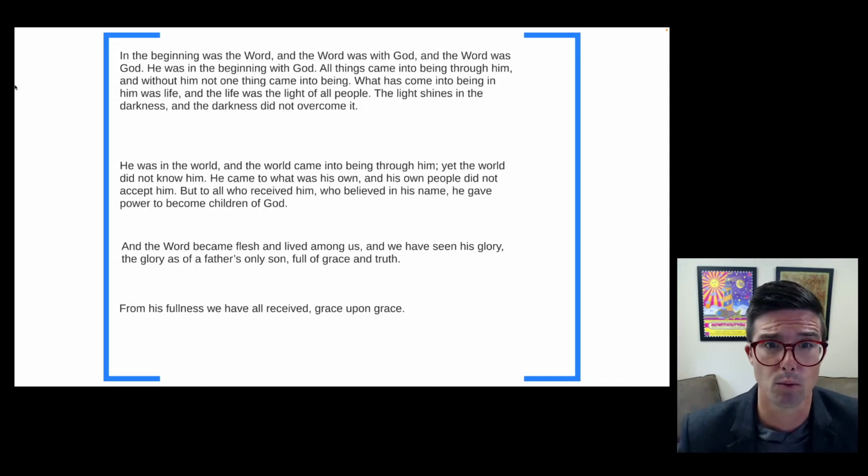In the beginning was the Word, and the Word was with God, and the Word was God. He was in the beginning with God. All things came into being through him, and with him not one thing came into being. What has come into being in him was life, and the life was the light of all people. The light shines in the darkness, and the darkness did not overcome it.